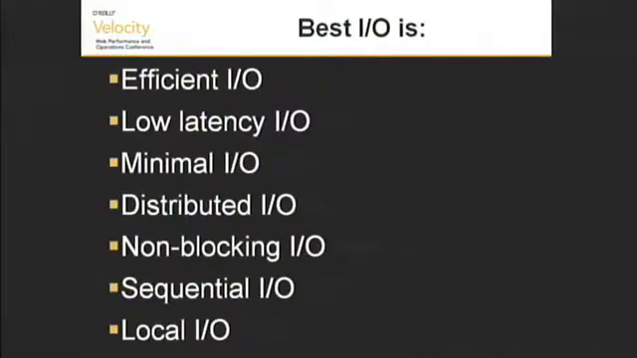And so that leads to the question, what would be the best I/O? The best I/O for a scalable system would be efficient, low latency I/O, the one where you are doing minimal I/O, you can distribute it, and hopefully all the I/O is non-blocking. And at the end, you want to have as much sequential I/O as possible, not random I/O. For distributed computing infrastructures like Hadoop, another important thing is locality. Having local I/O is a lot more feasible than, for instance, running it over a network.